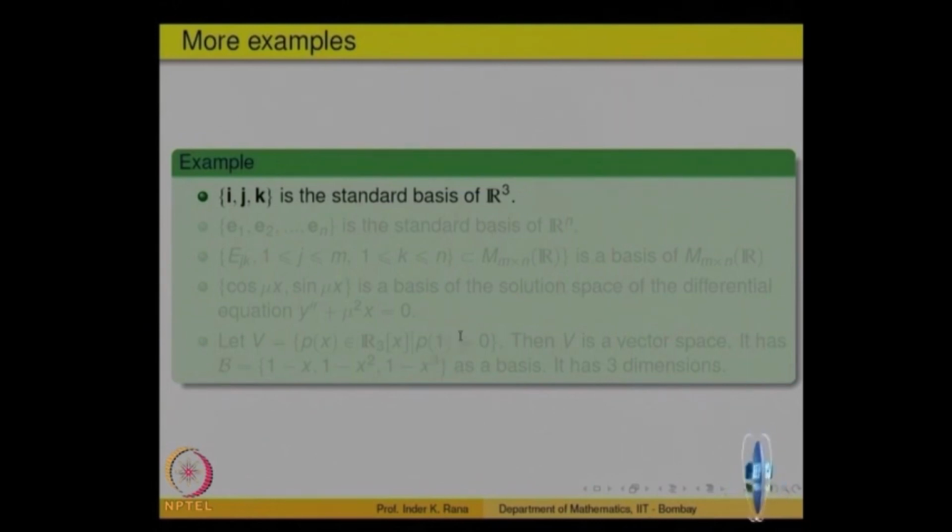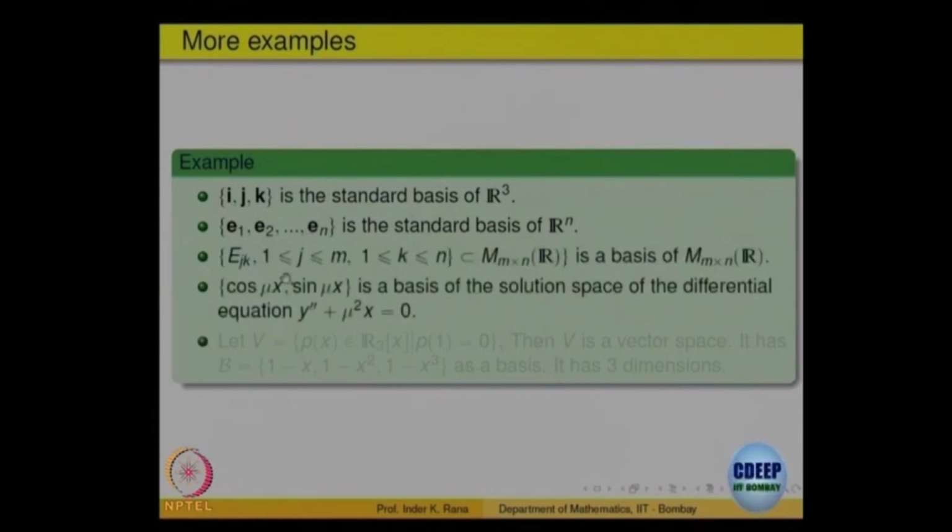We have all come across this. R 3, they are finitely generated. i, j, k is the standard basis: 1 0 0, 0 1 0 and 0 0 1. In R n, the same thing you can write as such. e1 is 1 0 0, e2 is 0 1 0 0 and so on. That is the standard basis we know. For matrices, E jk, what is E jk? In that matrix, the jkth element is 1, everything else is 0.